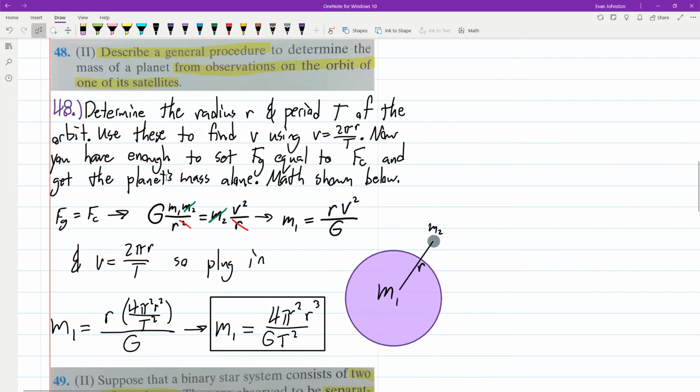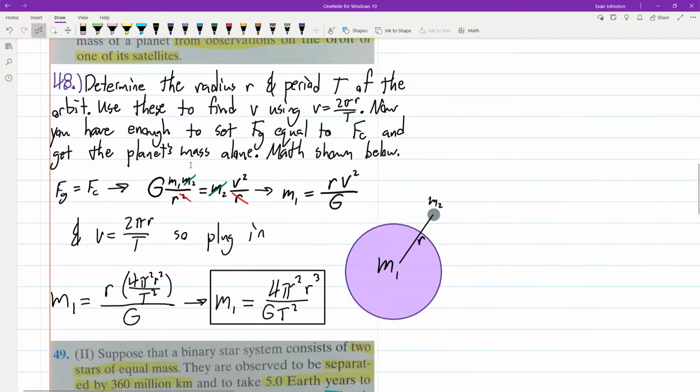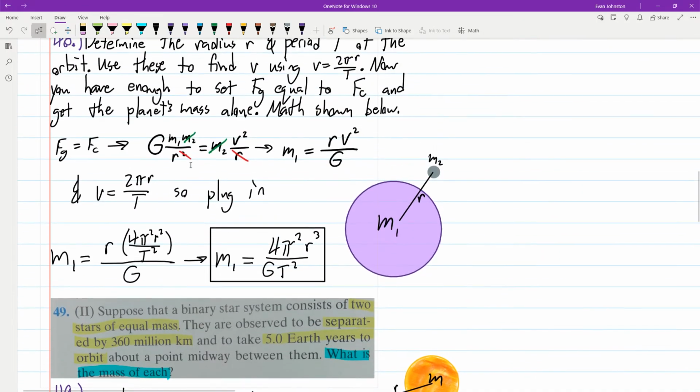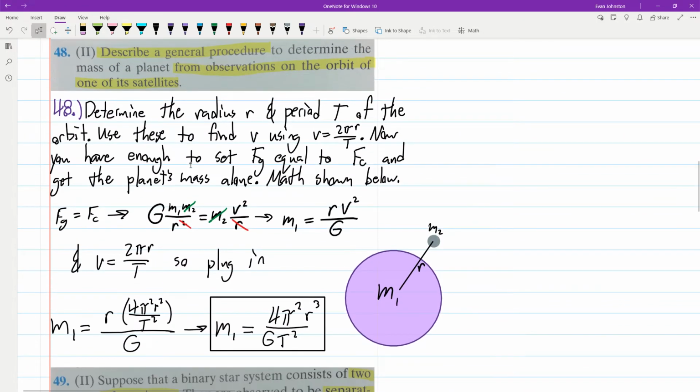And just because I also would like to look at which one is more helpful, I would say problem 48 here. What's a procedure to determine the mass of a planet from observations on the orbit of one of its satellites? So we want to find the mass of a planet. That's really what it's asking us here.